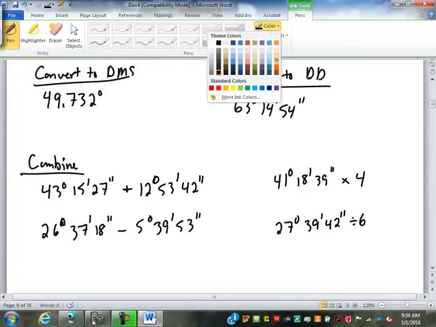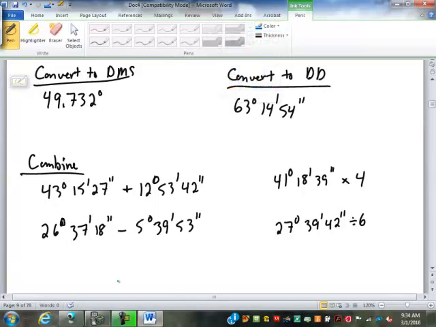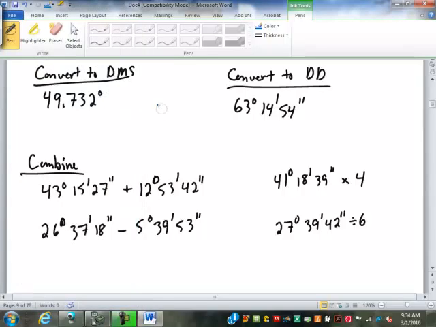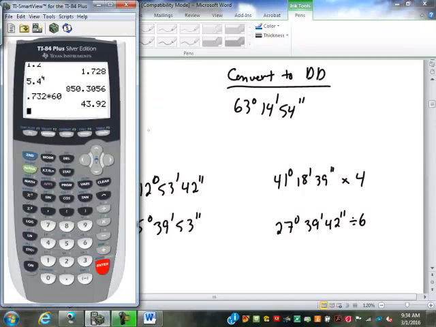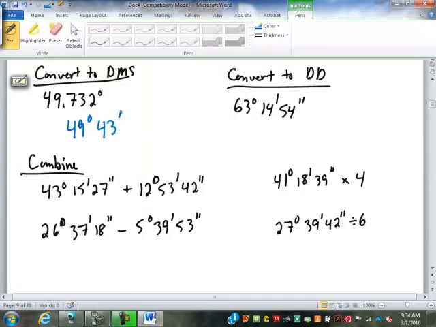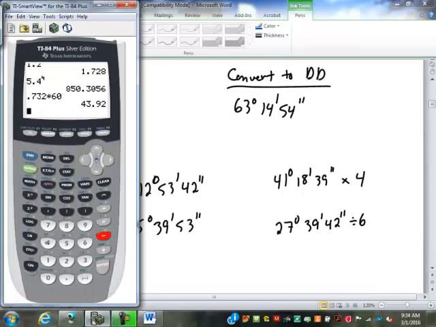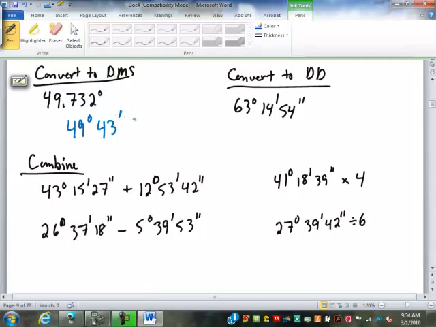So the first one, we're going to convert that to DMS, so 49.732. So we've got the 49 degrees. 0.732 times 60 gives us 43 minutes. And now from that, we're going to subtract the 43 and multiply by 60 again to get 55.2 seconds. How many of you had that? A few of you?